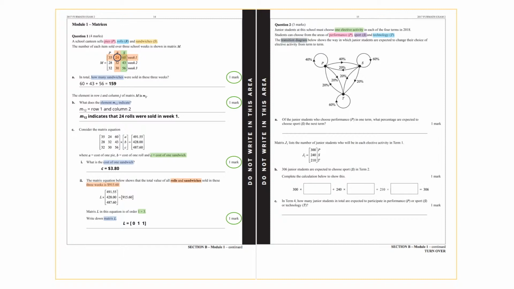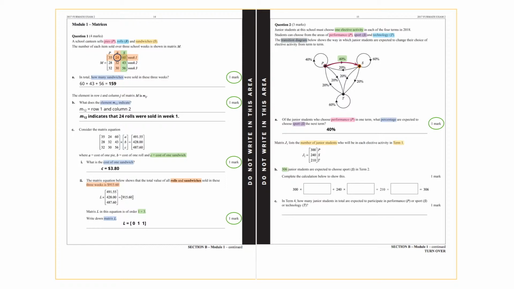Of the junior students who choose performance in 1 term, what percentage are expected to choose sport the next term? In the transition diagram, we start from P and we follow the arrow towards S. Above this arrow, we have the answer 40%. This question is worth 1 mark for the correct answer. Matrix J1 lists the number of junior students who will be in each elective activity in term 1.